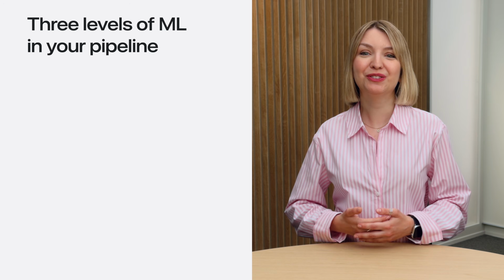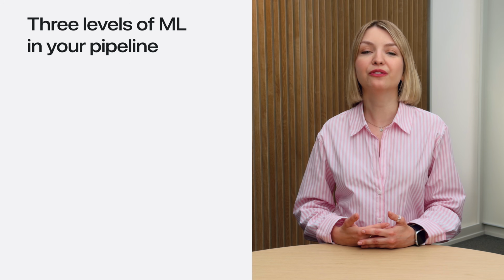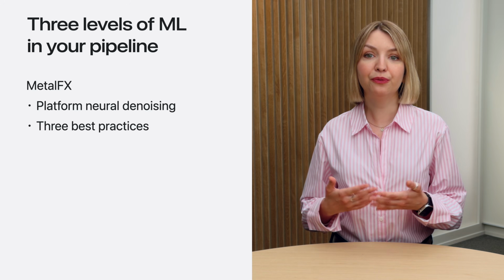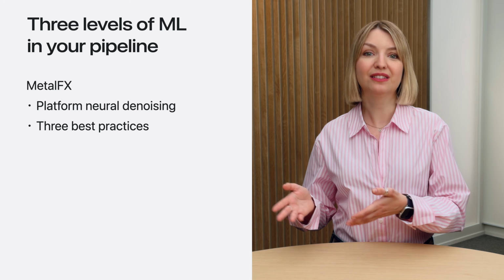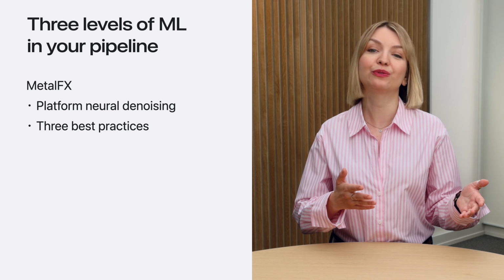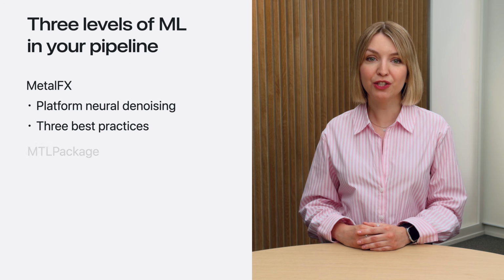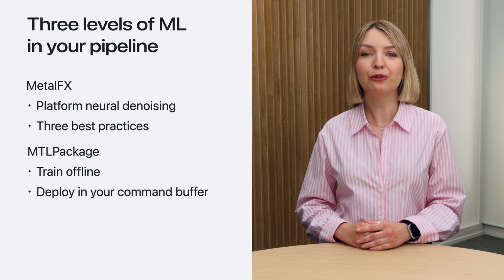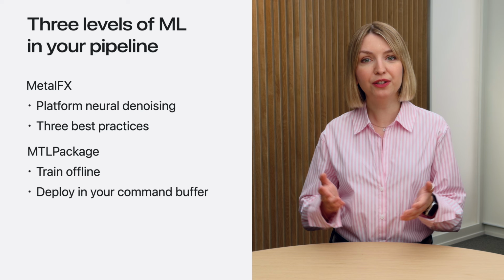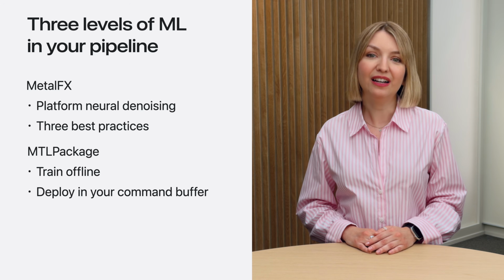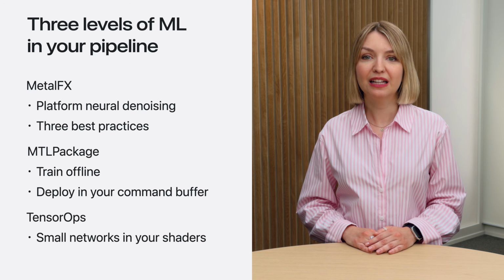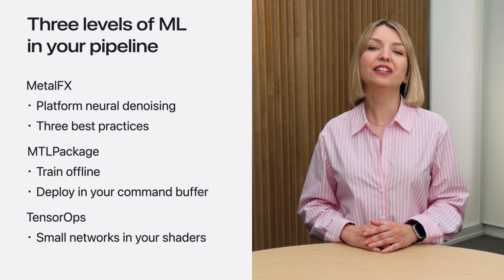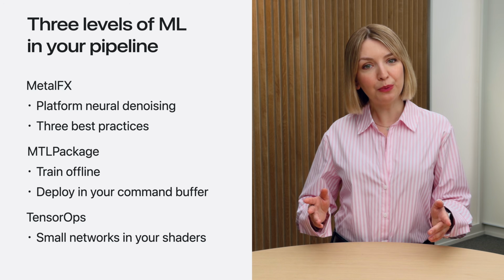To recap, today I have covered 3 levels of ML in your rendering pipeline. First, MetalFX gives you platform-integrated neural denoising with 3 best practices. Keep your inputs clean, store what the viewer sees, get motion vectors right. Next, the MTL package lets you export your offline trained models and deploy at runtime. You learned how to replace an entire post-processing pipeline with one neural evaluation. Finally, I covered the tensorOps API. It lets you build tiny networks directly in your shaders running on the neural accelerator. Each level gives you more control. Pick the one that's right for your app.